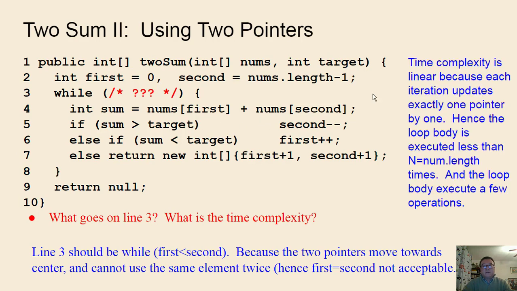And the complexity is linear because every time we go through this loop, one of 3 things must happen, right? Either second will be decremented by 1, or the first will be incremented by 1, or we actually are done, we just return. So then this loop can execute at most n times. And here, every line is just a basic operation. So the complexity is big O(n). So that's it for this problem.